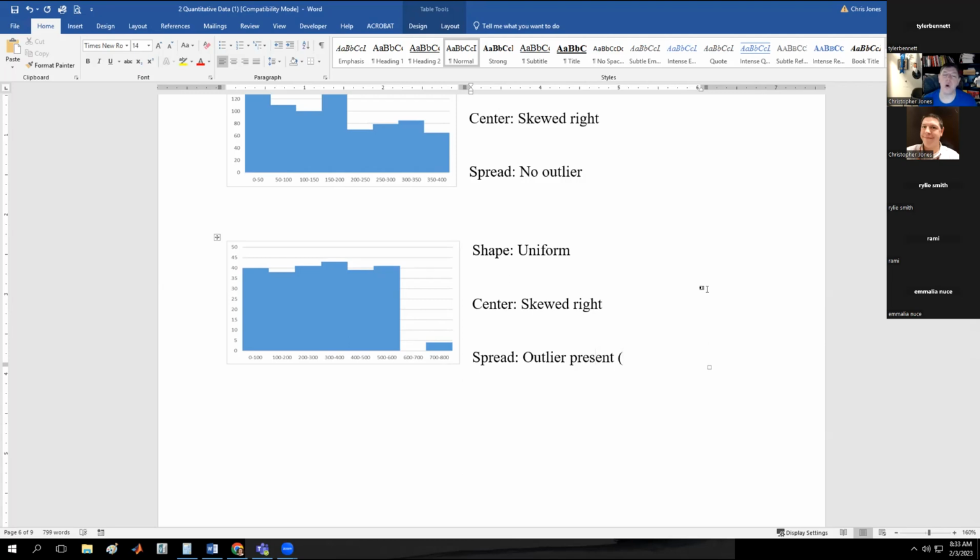And then if you wanted to, you could define which class or classes these outliers occur in. So I want to say class 700 to 800.